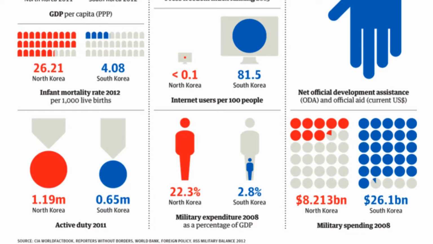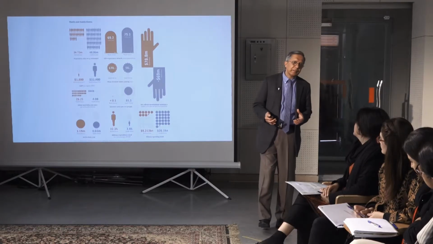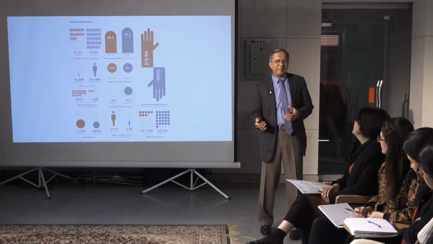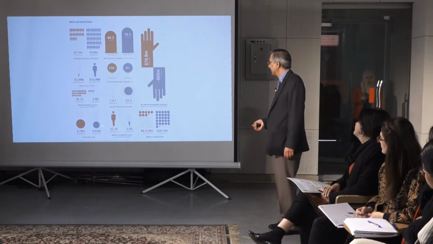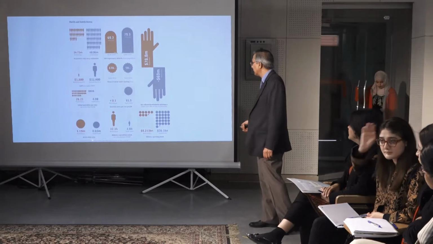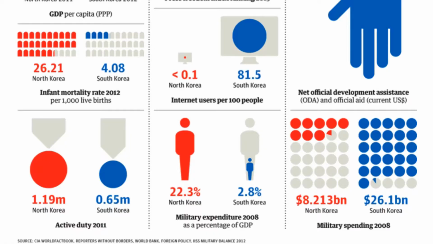But yet North Korea is heavily militarized, and there the military comes first. They will first equip their military, and then they will spend on the people. And this is the active duty personnel, 1.19 million in North Korea, 0.65 million in South Korea. So more defense expenditure, but a smaller standing army. Military expenditure is 22.3% of the GDP, compared to 2.8% of the GDP. 22.3% of the GDP is a huge amount.